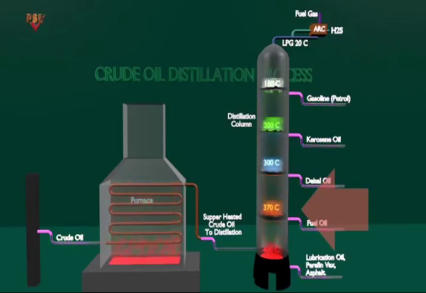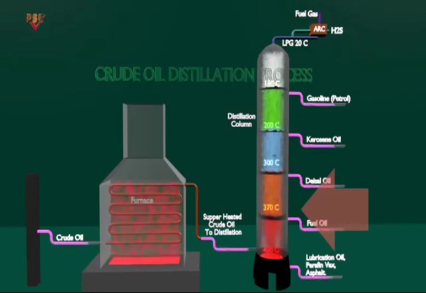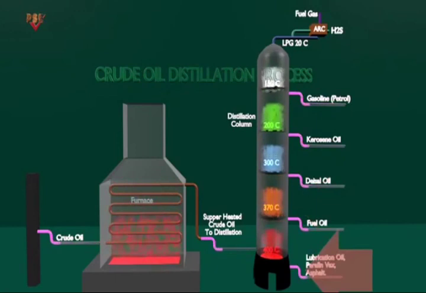The routing of these streams will vary as product demand changes, to either maximize diesel production or gasoline production. Lowest end of the column, asphalt.